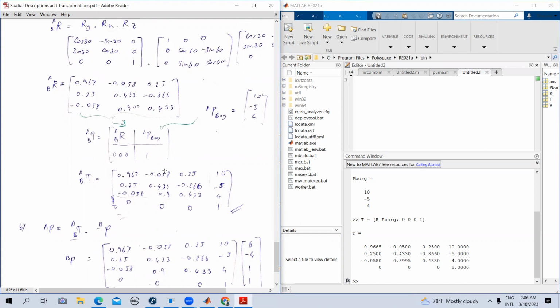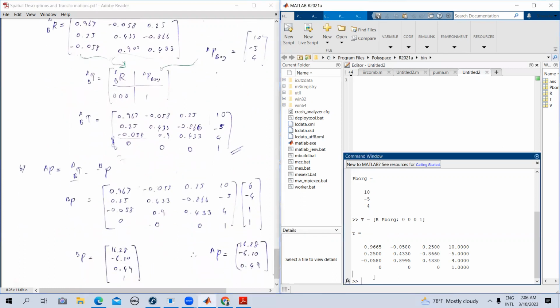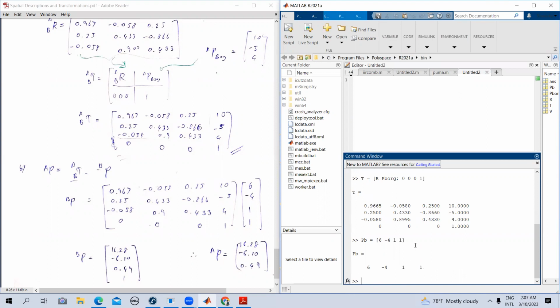If they say you have to find this point with respect to this frame now, what you do is, in this case, I will use PB here. It's equal to 6, minus 4, 1, and we want another 1 added here, because we have to multiply by the 4 by 4 matrix. So we can take the transpose of this. If I want to get the answer, I put this as PA, and P is equal to the transformation matrix times PB, which is this PB transpose, right?